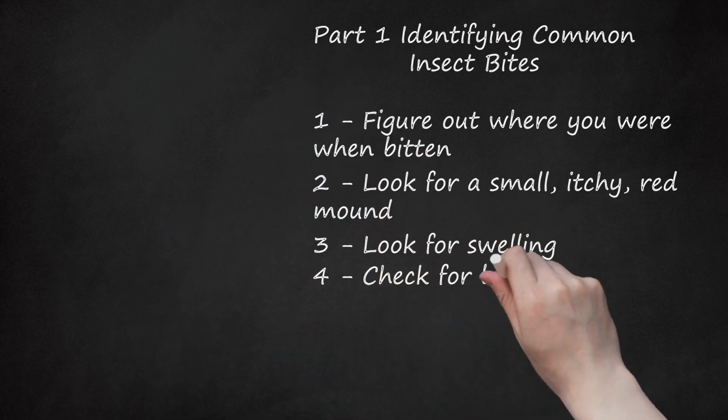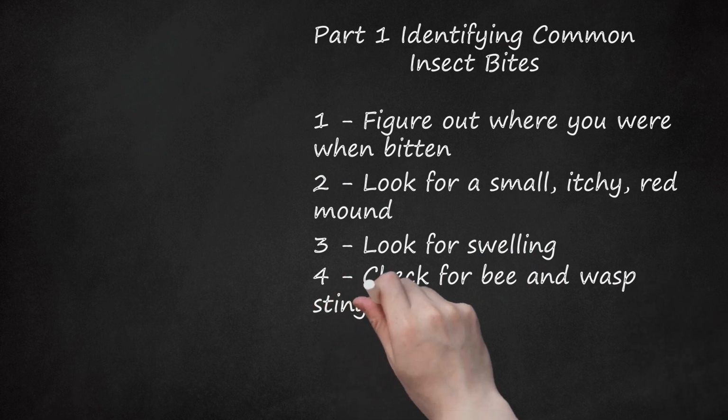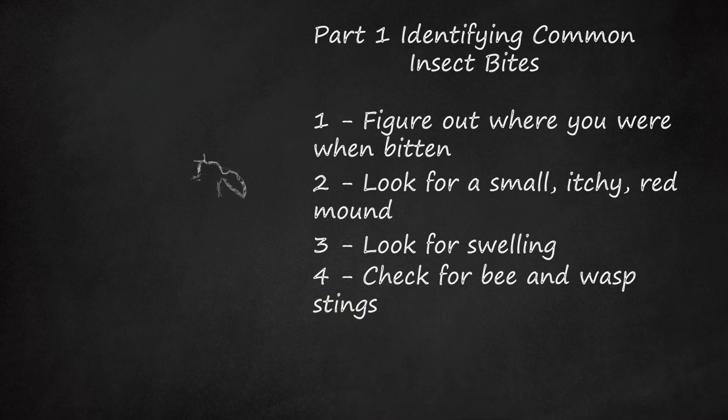4. Check for bee and wasp stings. Stings from these insects will cause an immediate sharp or burning pain and swelling. They will leave a red welt, similar to a mosquito bite, with a small white spot where the stinger broke the skin. There will probably also be some swelling in the area.